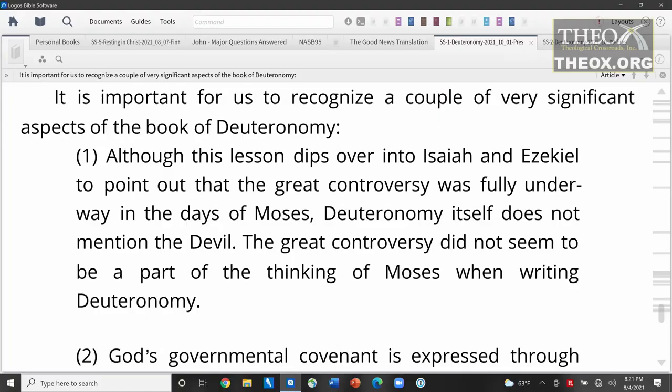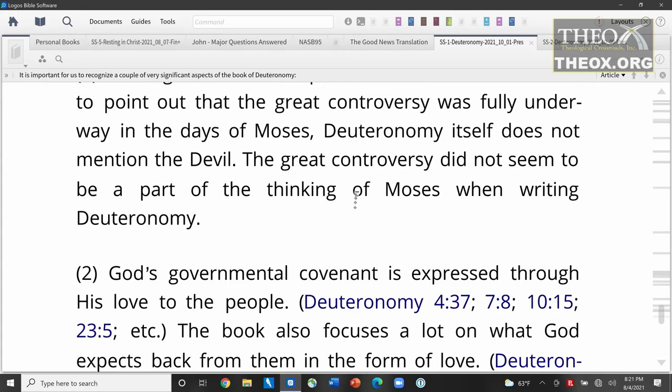Although this lesson dips over into Isaiah and Ezekiel to point out that the great controversy was fully underway in the days of Moses, Deuteronomy itself does not mention the devil. The great controversy did not seem to be a part of the thinking of Moses when writing Deuteronomy.